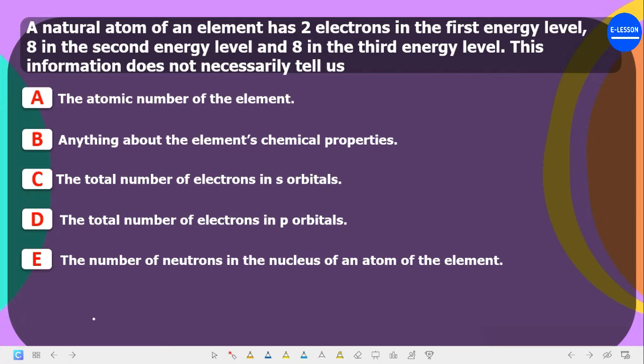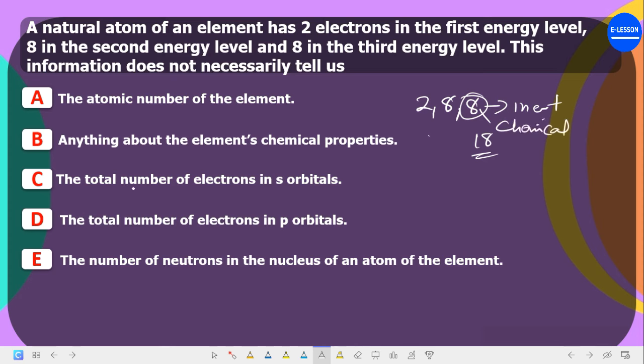Now let's look at the next. A neutral atom of an element has 2 electrons in its first energy level, 8 in the second, and 8 in the third. Does this information tell us the atomic number of the element? Yes, it does, because the atomic number is 2 plus 8 plus 8, which is 18. Does it tell us anything about the element's chemical property? Yes, it tells us that this element is one of the inert gases, because the valence electron is what determines the chemical property of an element.